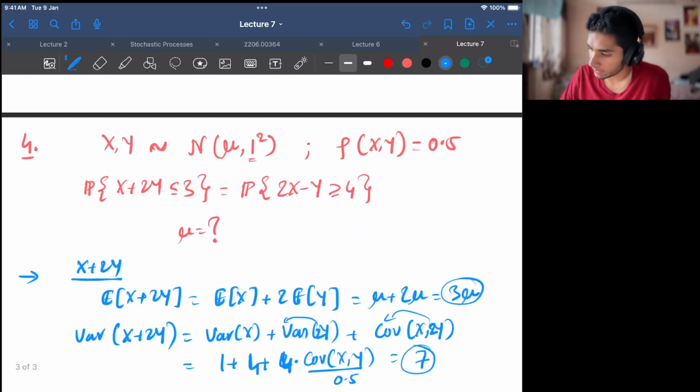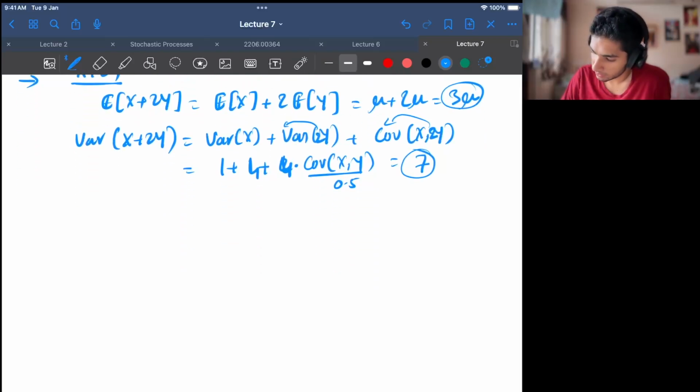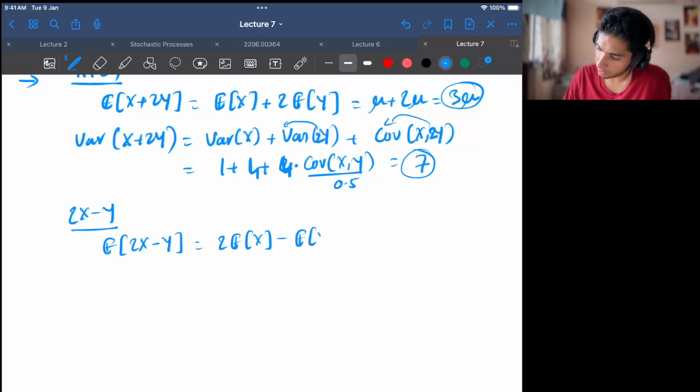Okay. Second thing is 2x minus y. What about 2x minus y? Expected value of 2x minus y is what? 2 times expected value of x minus expected value of y. So this is 2 mu minus mu, which is equal to just mu.